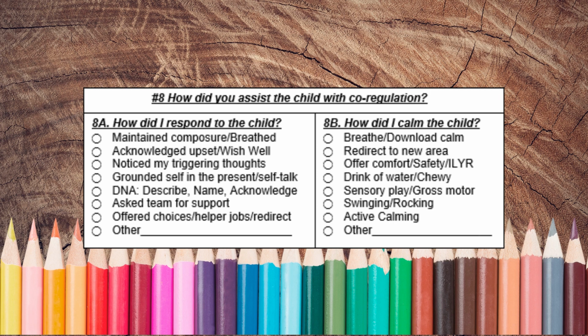Box 8 is new to the OOPS form. In this box, staff look at how they help the child co-regulate. In 8A, the teacher can record how they responded to the child. One of the things we know about children's development is that how we respond to a child's emotions is part of how they learn to understand and express their emotions.